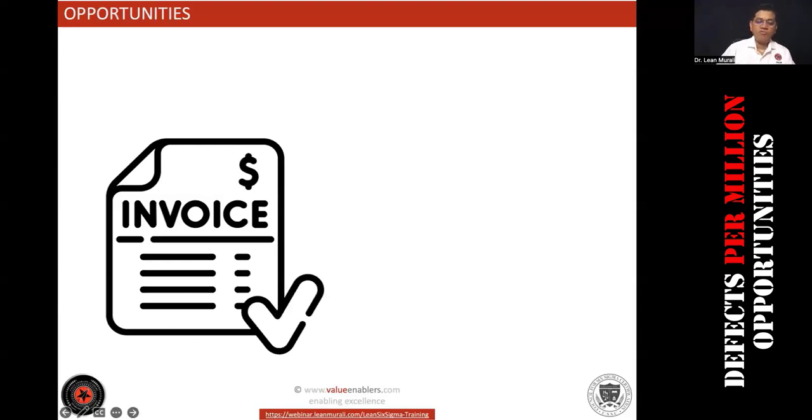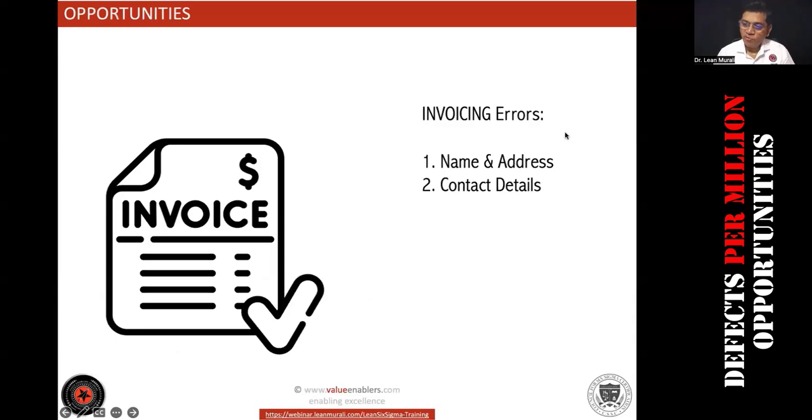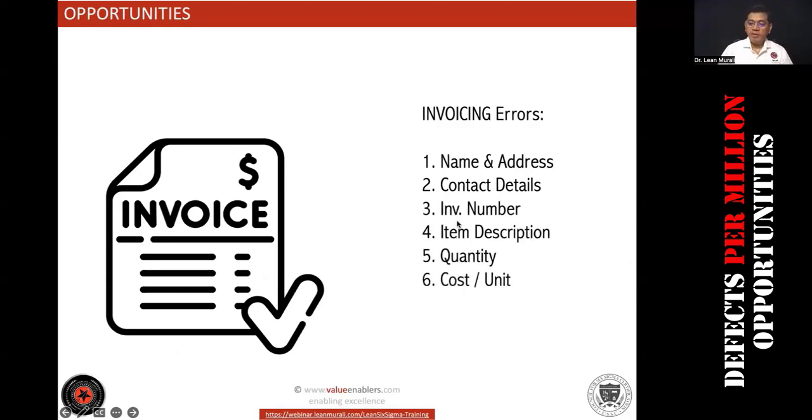For the sake of our understanding, let's say name and address is one opportunity for defect. This can create a defect. Contact details can go wrong, second opportunity for defect. Invoice number can go wrong. Item description, quantity, cost per unit, bank account number, etc.